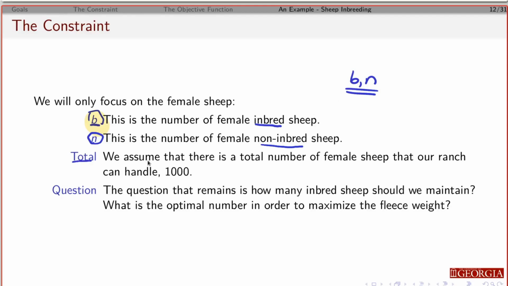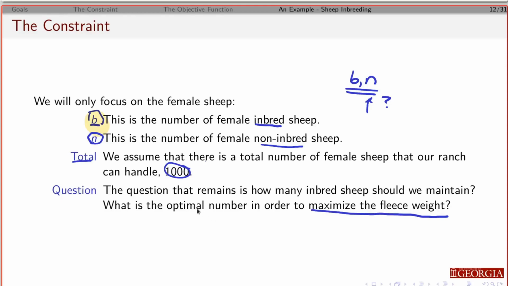And I've got some total that I have here. I'm going to assume that my ranch can only hold 1,000. And I'm going to try to increase my flock so I get 1,000. So I'm going to assume that I'm not below 1,000 or above 1,000 because I want to try to maximize what I can get. And now the question is what is the balance here? How many inbred sheep do I get for the B, and how many non-inbred sheep do I get for the N? And I want to get the greatest amount of fleece out of this.